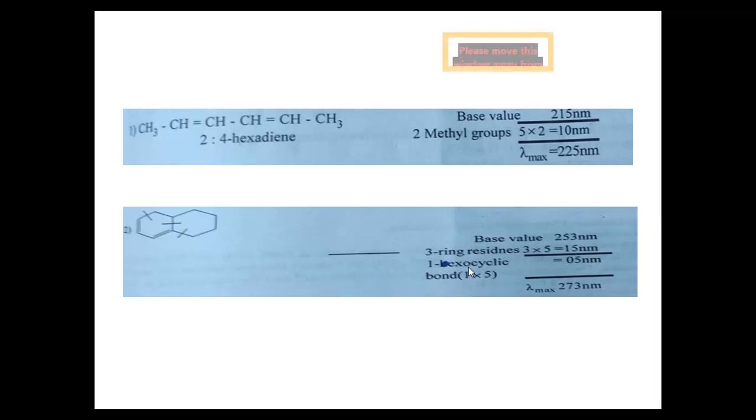It is not hexocyclic, it is exocyclic. In some of the books, it has wrongly been printed as hexocyclic. Exo means outside. So this double bond is exo to this ring. If we consider this ring, then this is exo to this ring. So what will be its contribution? 5 nm. So this is 268 plus 5, 273 nm. Okay. In this way, the value will be 273 nm for this.